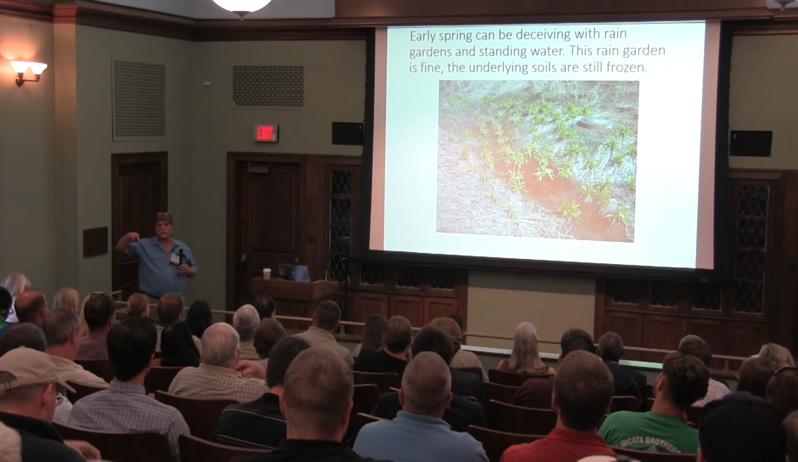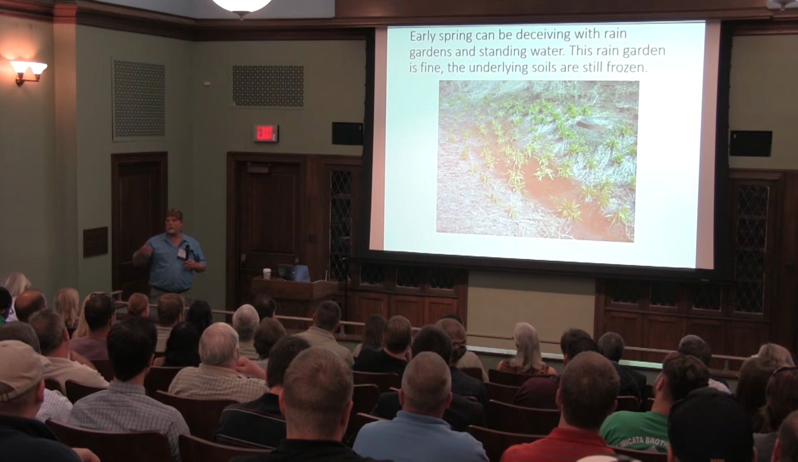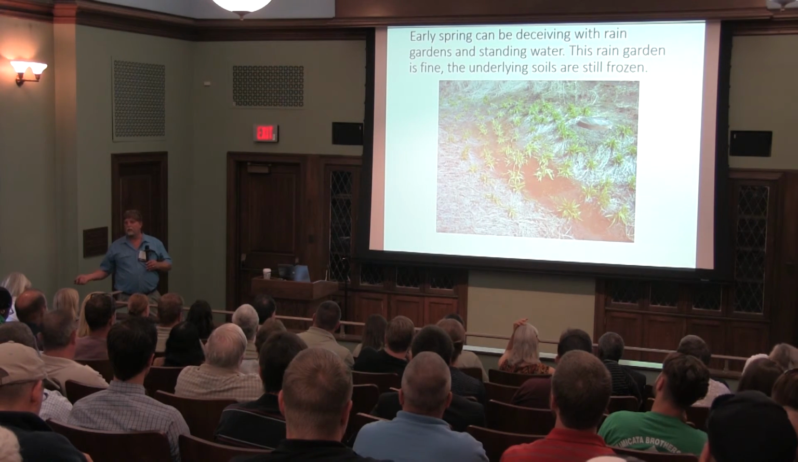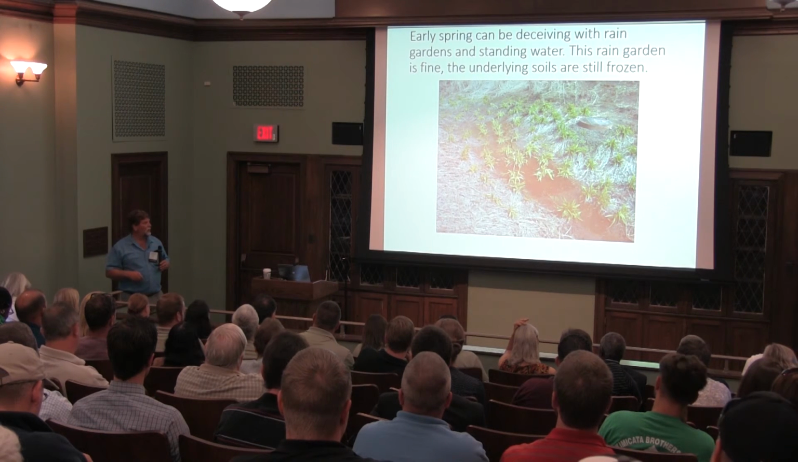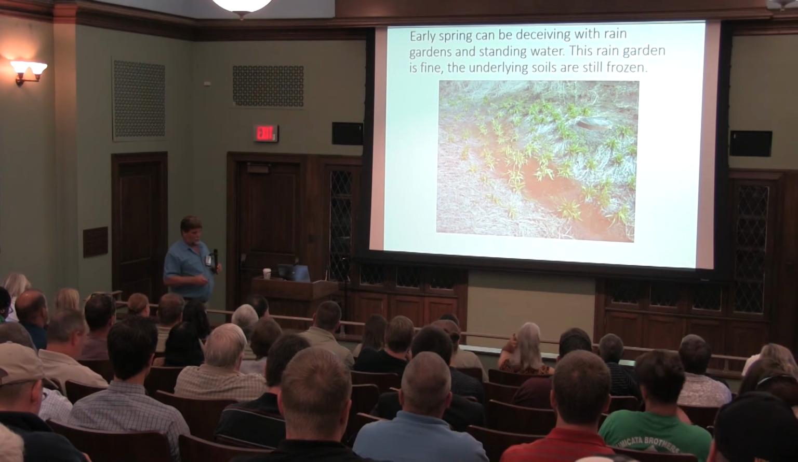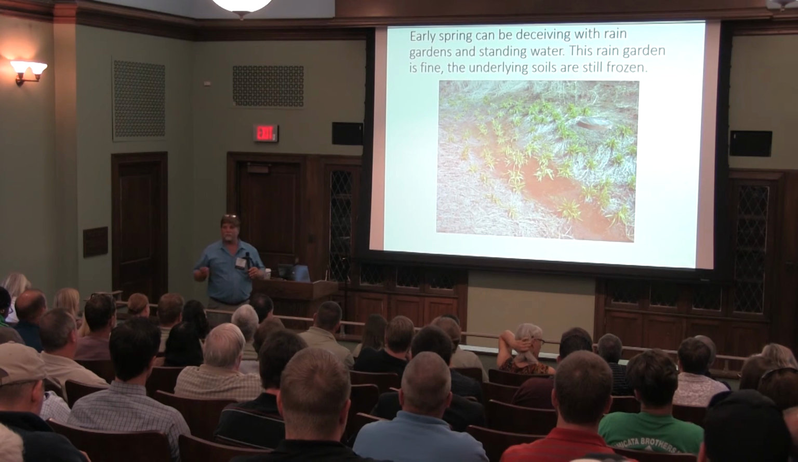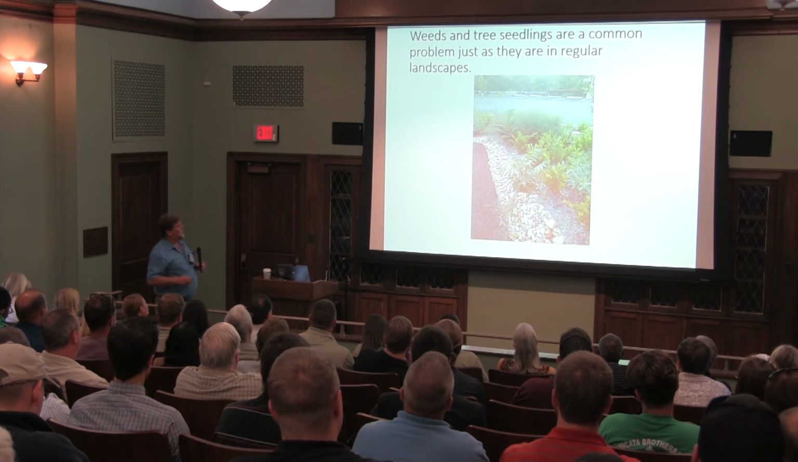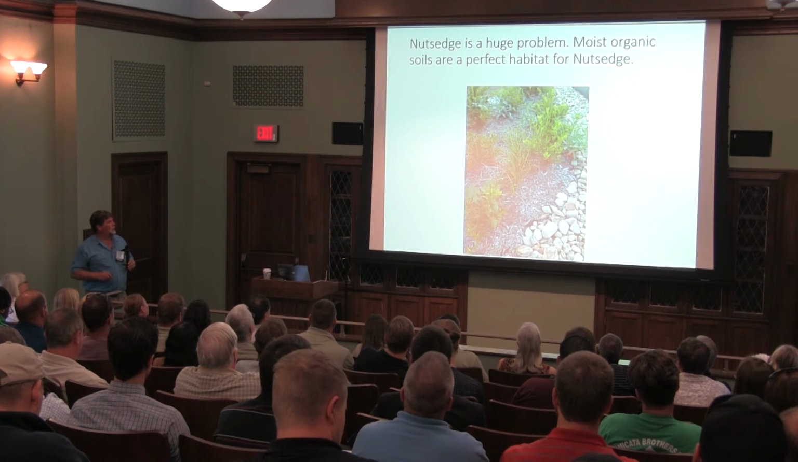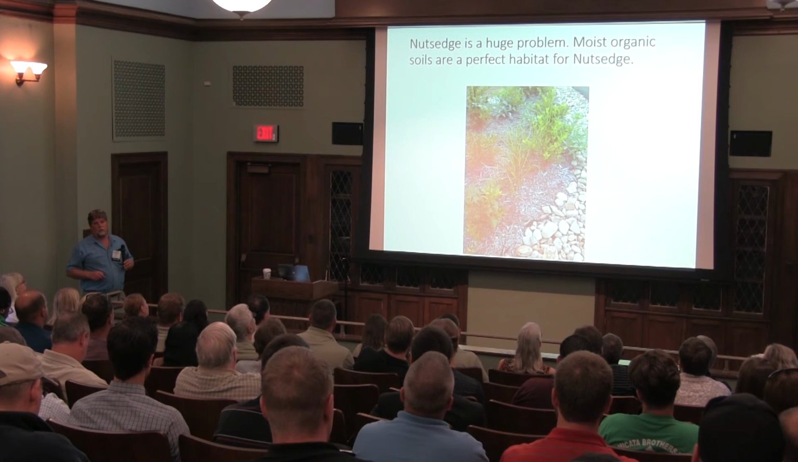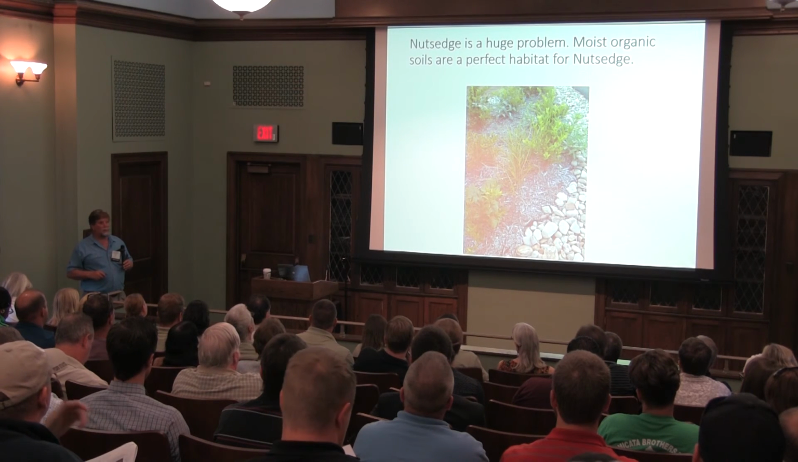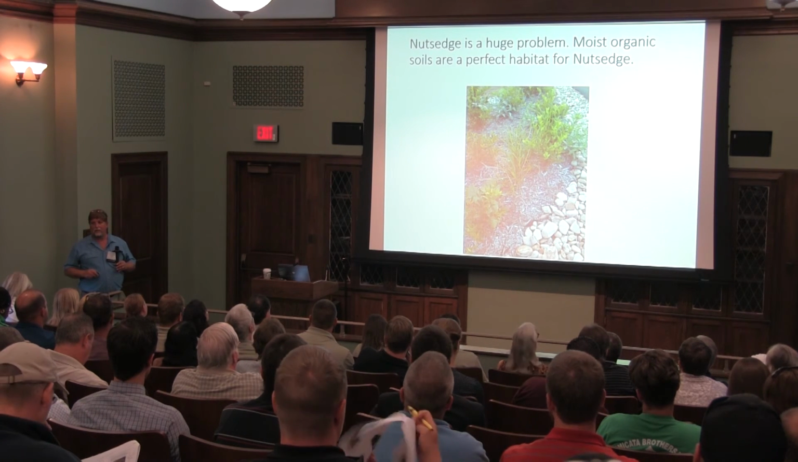I passed that bag of soil around everybody. See how porous that is? That soil freezes much deeper than native soils. So, early season, you get a little bit of water, don't panic. All right, weeds, again, problem, nutsedge. Nutsedge is a huge problem in rain gardens. Rain garden soil is perfect habitat for nutsedge.